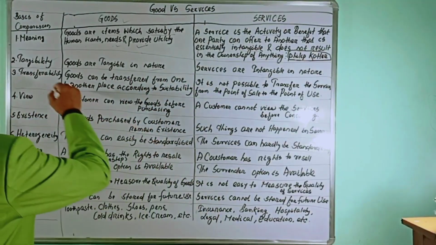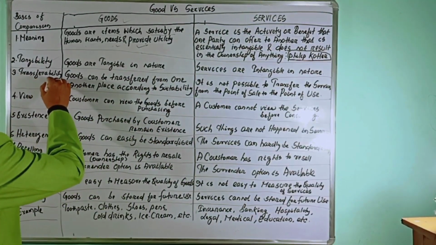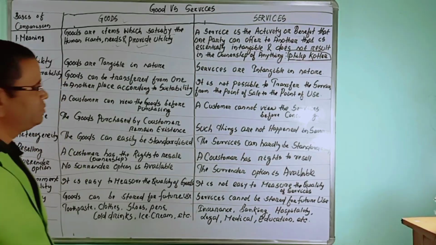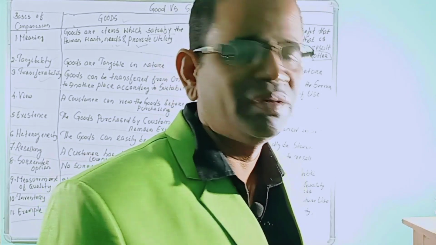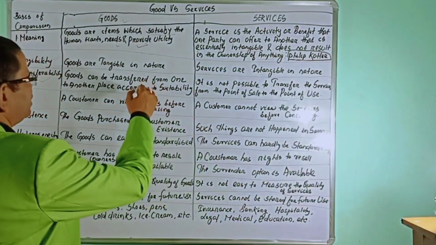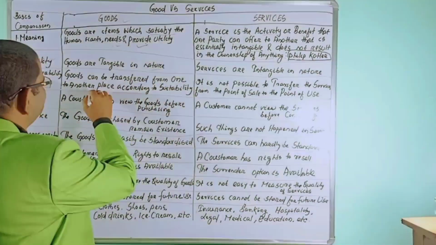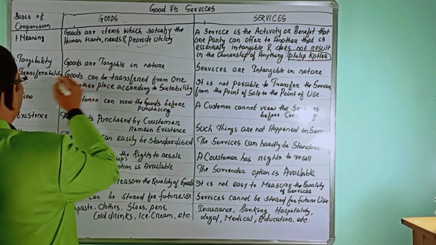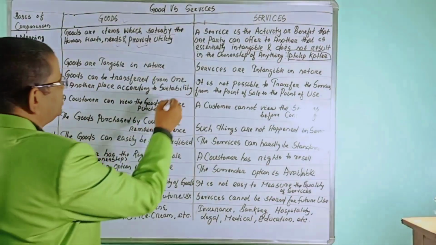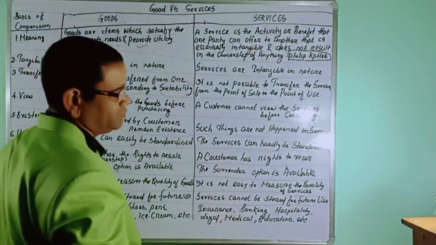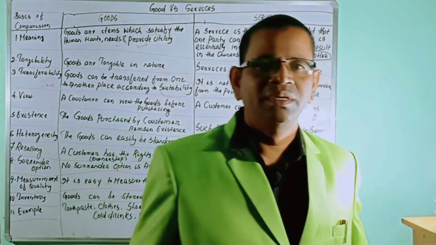So the next one is transferability. Whether the goods are transferable or not, whether the services are transferable or not. Goods can be transferred from one place to another place according to convenience or suitability. Let's take an example.